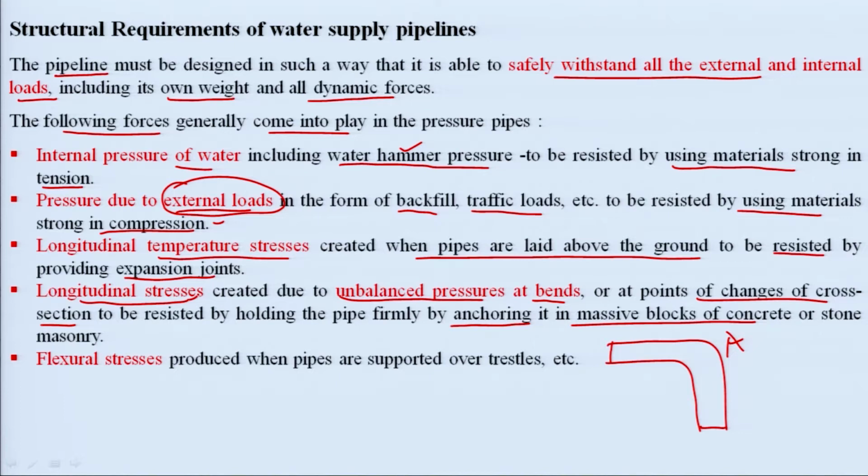Coming to the next stress, that is flexural stress. Flexural stress is produced when the pipes are supported over trestles. For example, these two are supports and the pipe is passing above them. What will happen when water flows through this pipe? The pipe tries to bend and there will be development of flexural stress.